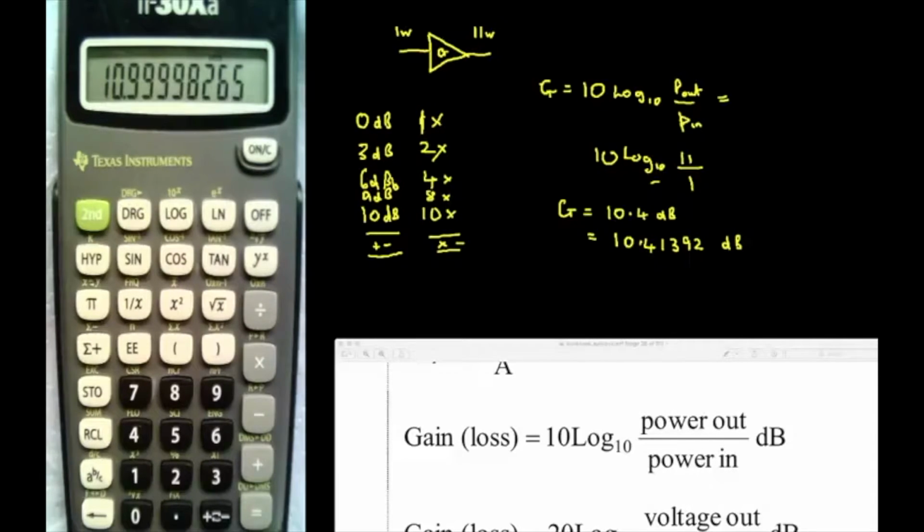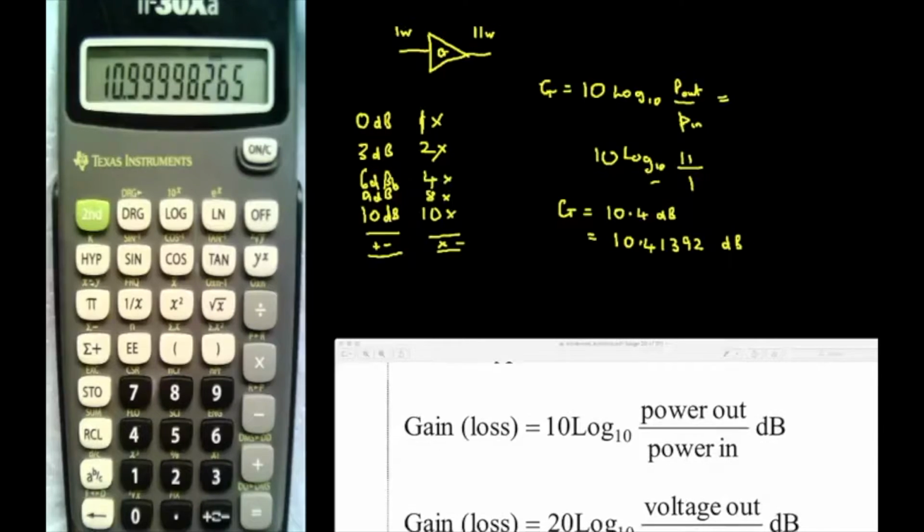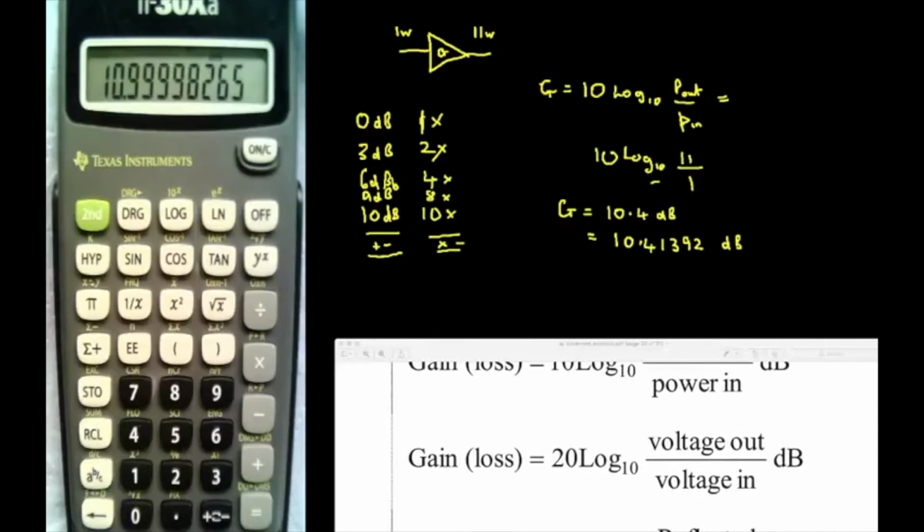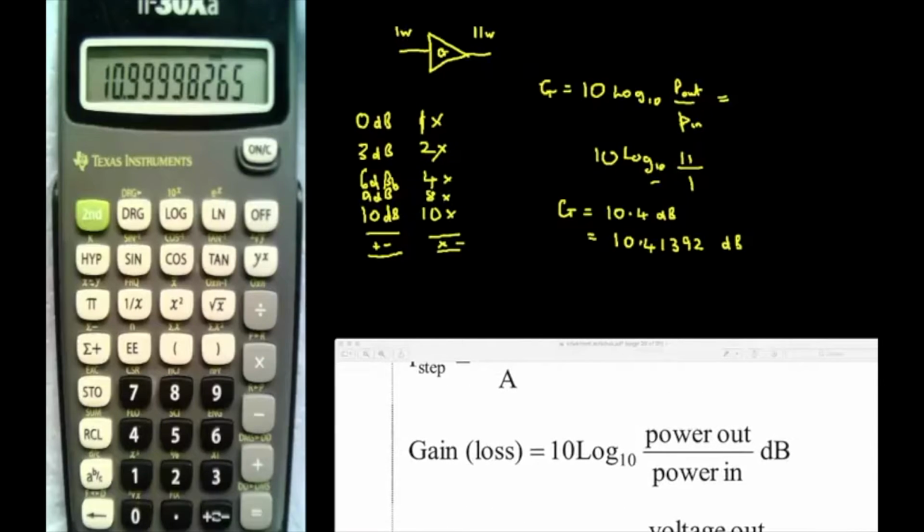Another point to note is this only relates to power. I couldn't have written, for example, if this was a voltage amplifier, 1 volt and 10 volt, and used that equation there, 10 log 10. I would have to use the equation below it, the 20 log 10 equation, and we'll be doing some work on that during the course.